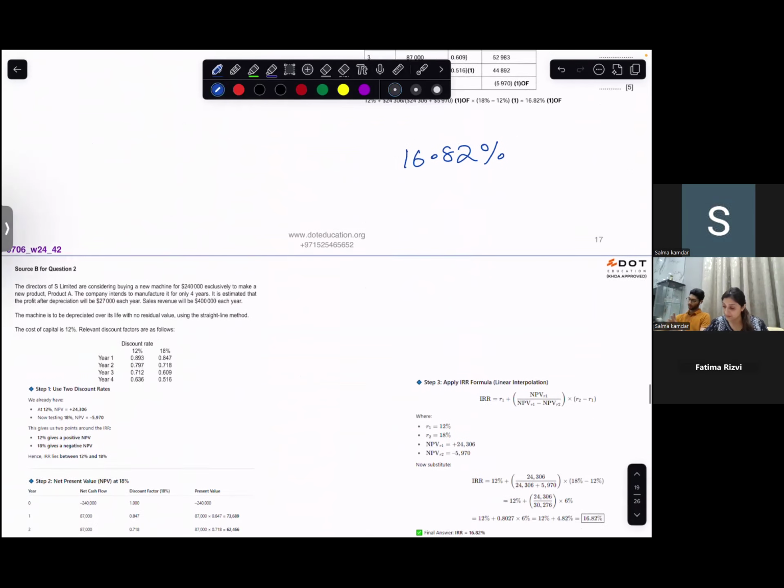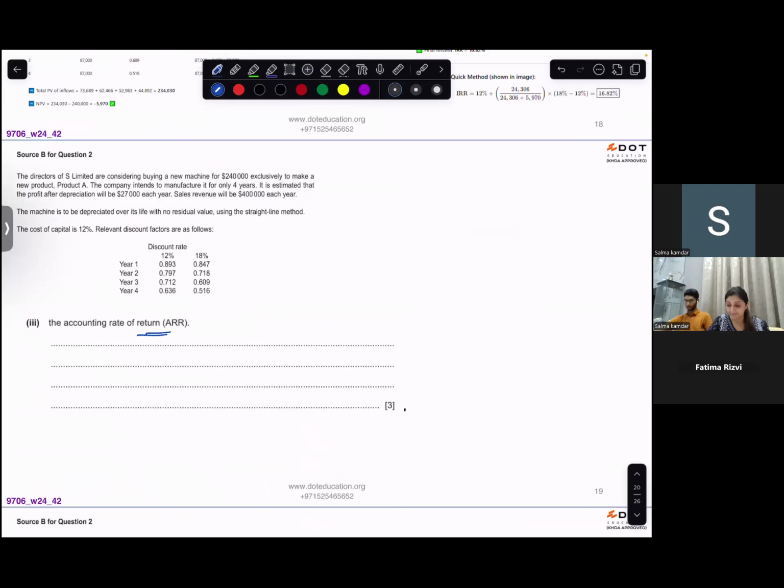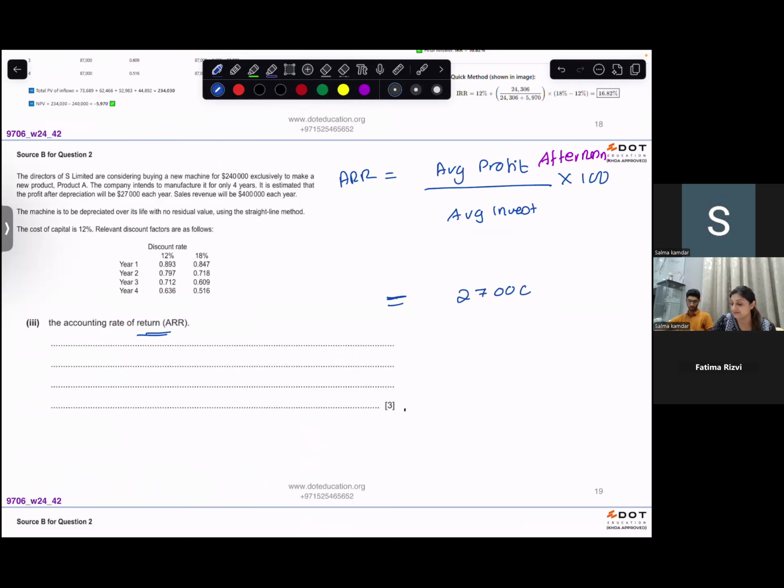Now we go to our third question, they've asked us to calculate ARR. How do we calculate ARR? Average profit over average investment times 100. Which profit are we going to take, before depreciation or after depreciation? We are going to take profit after depreciation. They have already given us 27,000 as the profit after depreciation.